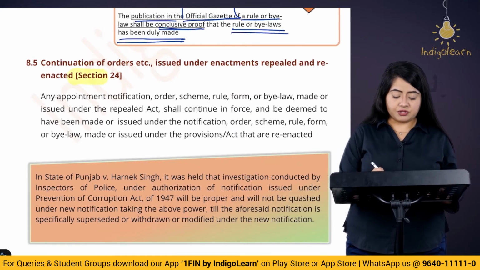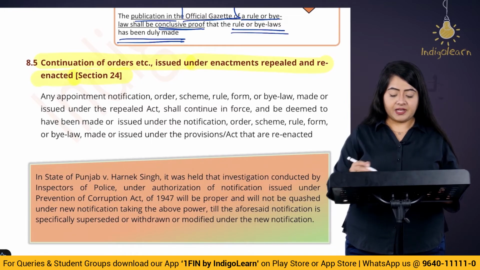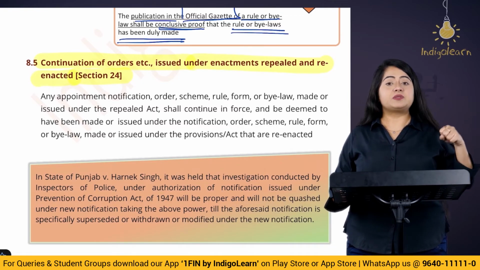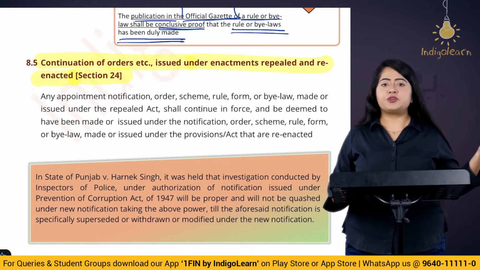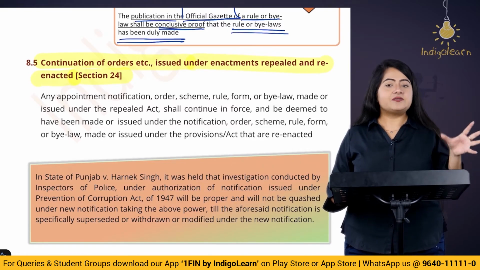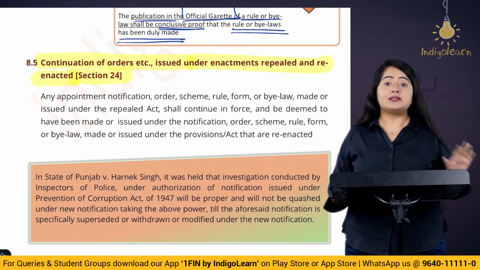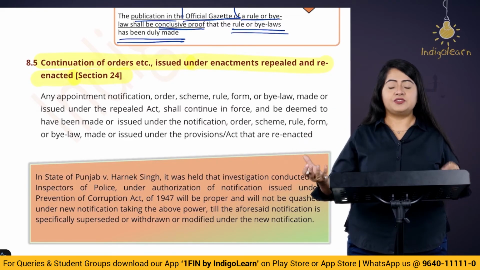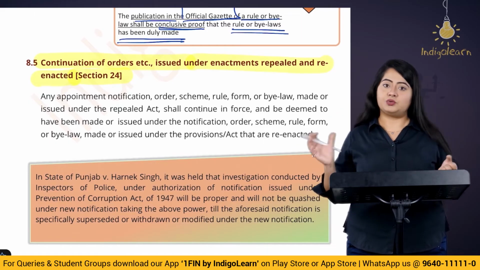Next section is section number 24, which talks about continuation of orders issued under enactments repealed or re-enacted. Now this section says that if previously there was an act and with respect to that act there were certain specific rules that were created. Now this one act was repealed, it was cancelled out, and then later on this same act was re-enacted. This repealed act was brought again into the picture.